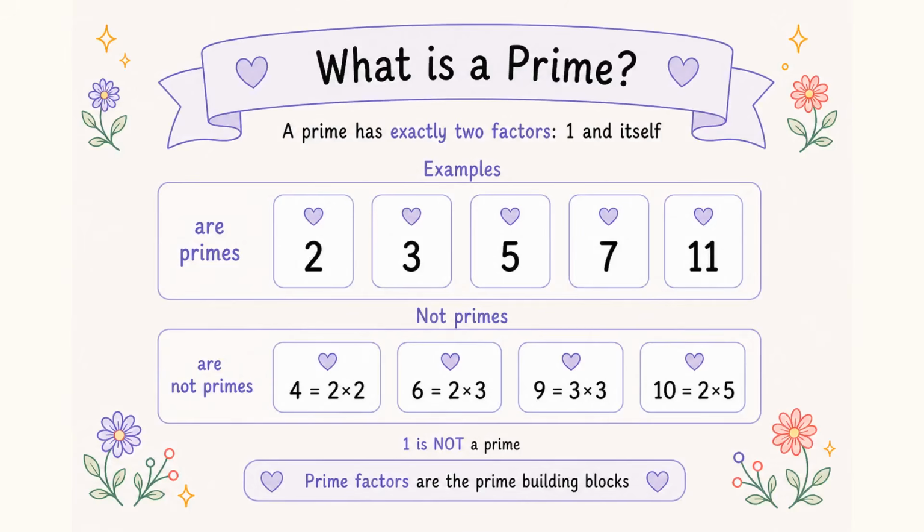First, what is a prime number? A prime is a natural number greater than 1 with exactly two factors, 1 and itself. Examples: 2, 3, 5, 7, 11. Numbers like 4, 6, 9, and 10 are not prime because they break into smaller factors. Important, 1 is not a prime. Prime factors are the prime building blocks of a number.